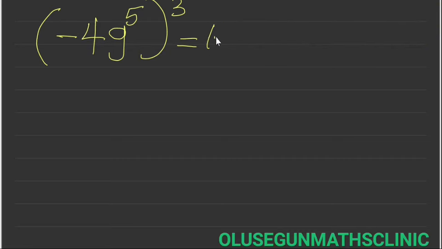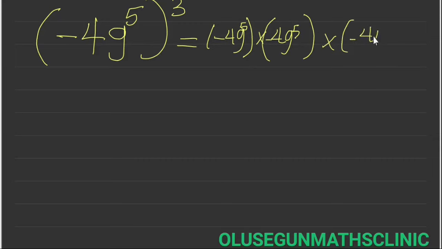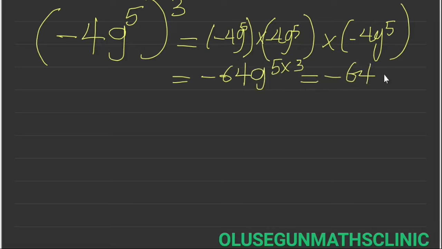Said (-4g^5)^3, which is minus 4g raised to power 5 times minus 4g raised to power 5 times minus 4g raised to power 5. You can use this literary method. Minus times minus times minus, because it's odd, gives you minus. 4 times 4 times 4 is 64. G raised to power 5 occurs 3 times, so g to the 5 times 3. So the answer will give you minus 64 g raised to power 15.